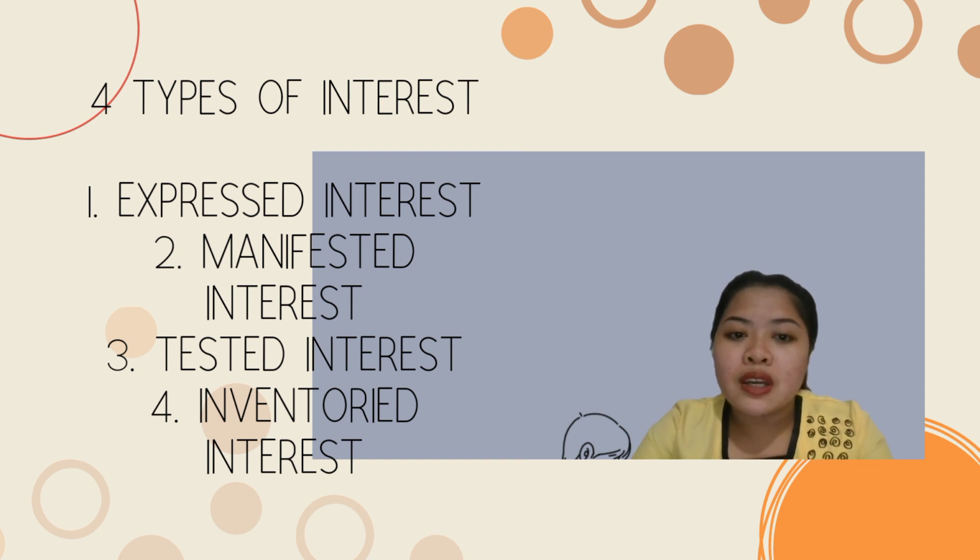Third is the tested interest. This interest is inferred from the results of assessing students' knowledge, which means that students' career path could be based on how knowledgeable he or she is. And lastly is the inventoried interest. This interest can be identified with a paper and pencil test, so assessing students' career interest through interest inventories.